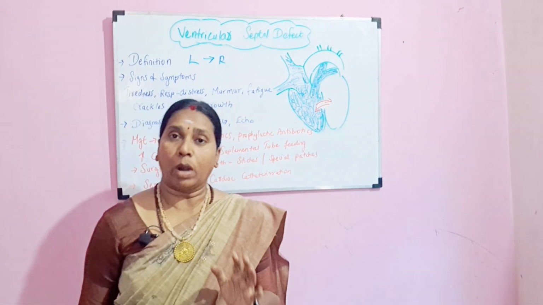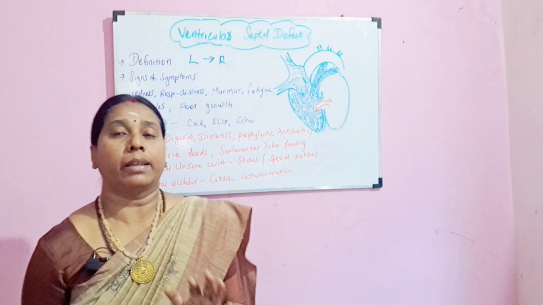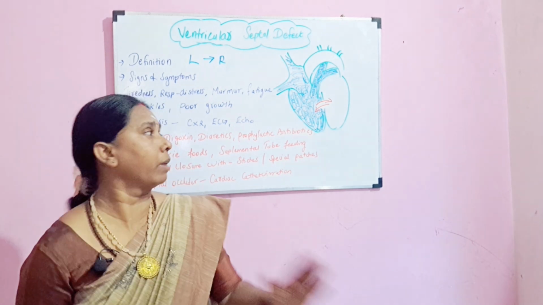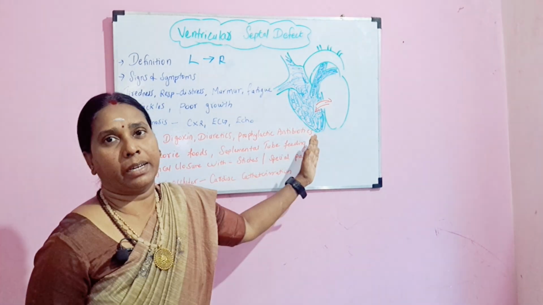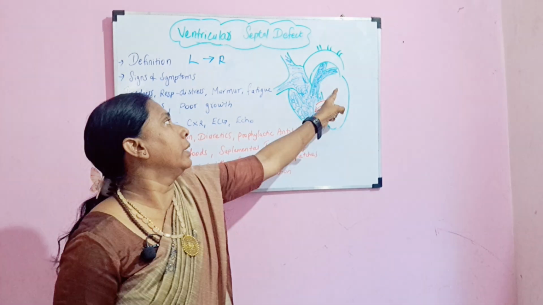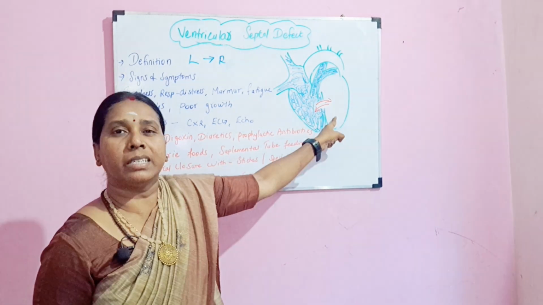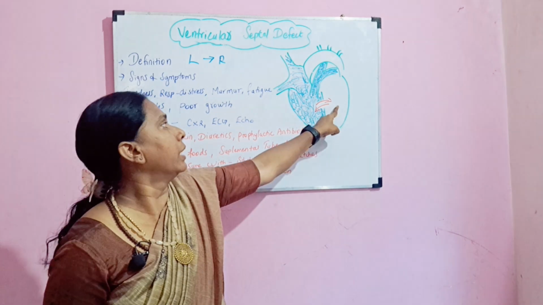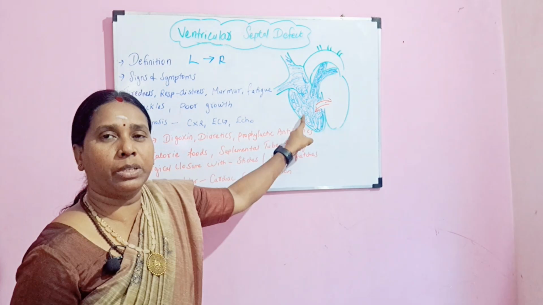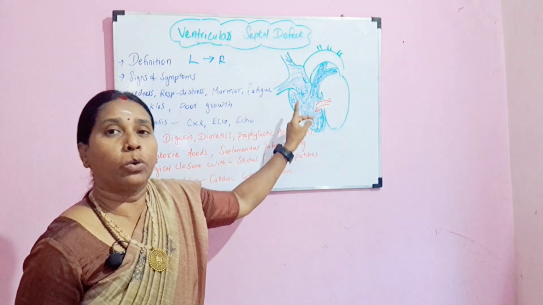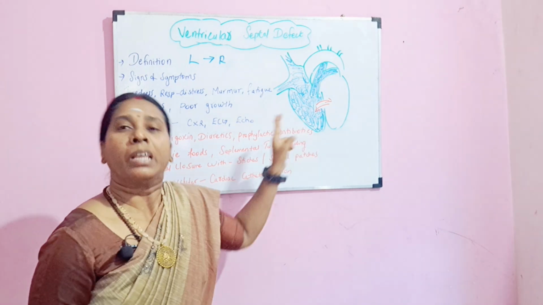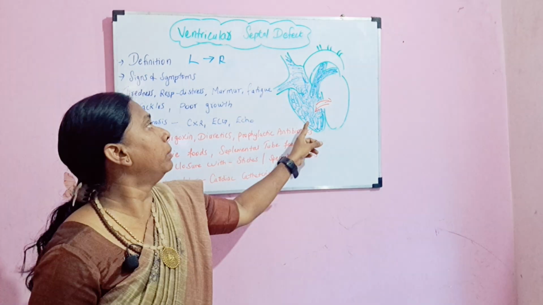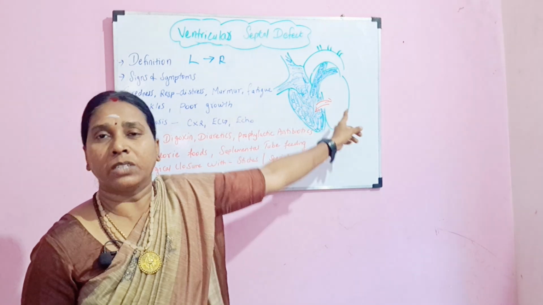So what is happening here? As there is an abnormal opening, the shunt of blood is taking place from the left side to the right side. There is pure, oxygenated blood in the left side of the heart, and from here the blood is entering into the right side of the heart. The right side of the heart has deoxygenated blood, and from the right side of the heart, the blood goes to the lungs for purification.